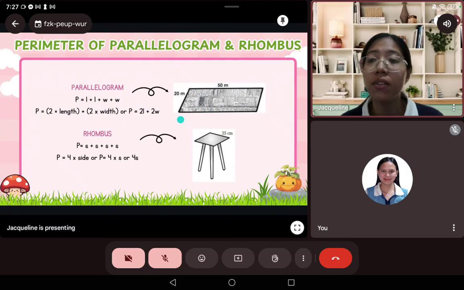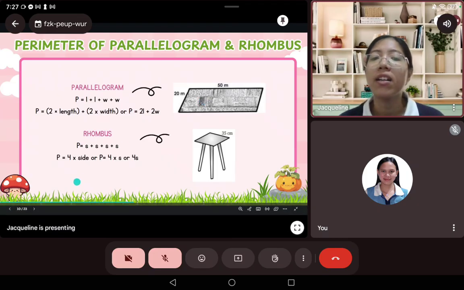Alright, so all you need to do, class, is to follow the formula and substitute the given measurements of the sides of the parallelogram. Alright? So now, I have here another example.